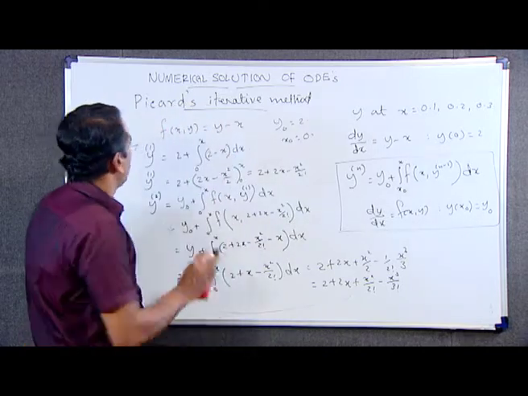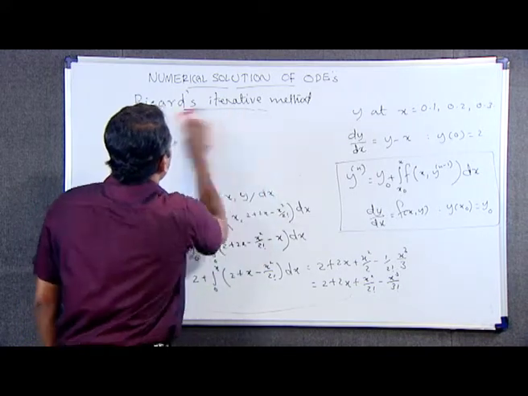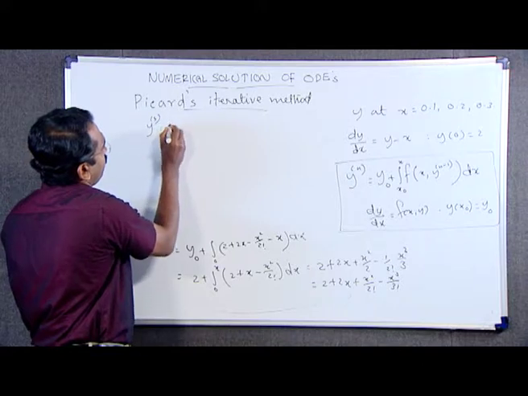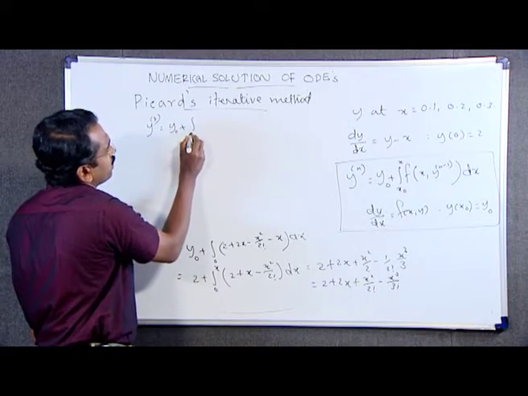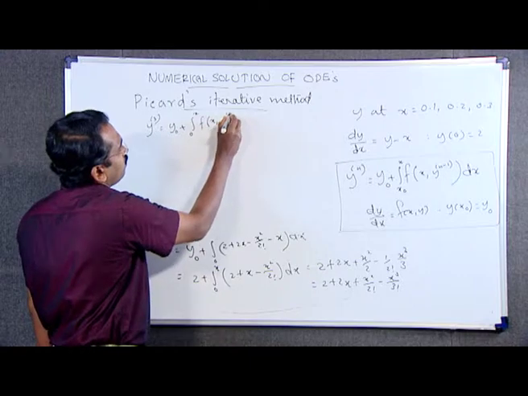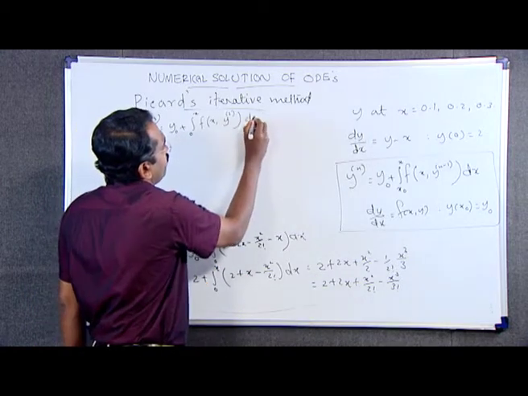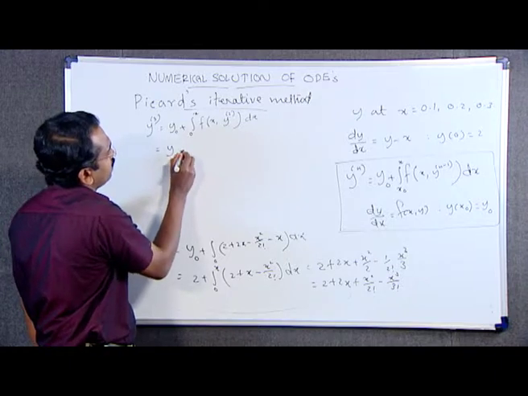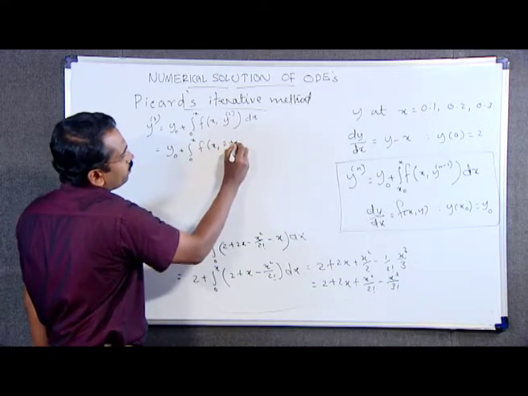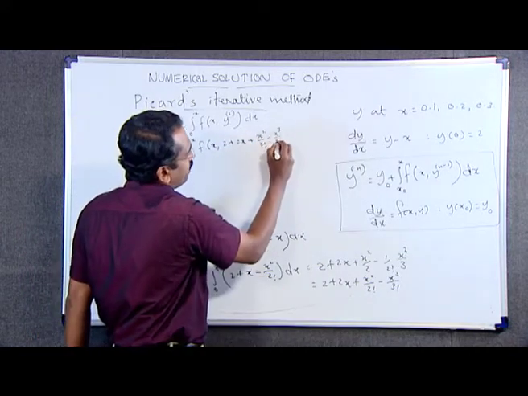Similarly, the third approximation y 3 is equal to y naught plus the integral from x naught to x, that is from 0 to x, of f of x comma y 2, the second approximation we already obtained, dx. That is y naught plus the integral from 0 to x of f of x comma y 2, which is 2 plus 2x plus x square by 2 factorial minus x cube by 3 factorial, dx.